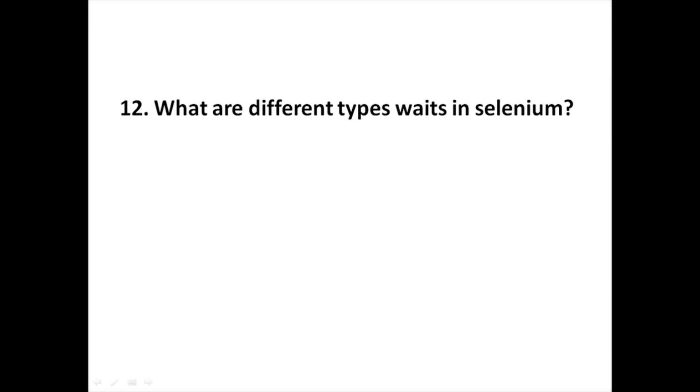Then what are the different types of waits in Selenium? So we know that we have three types of waits in Selenium. The first one is implicit wait, the next is explicit wait, and the third one is fluent wait. Sometimes they ask you to write the syntax for implicit and explicit also. So be prepared for that also.